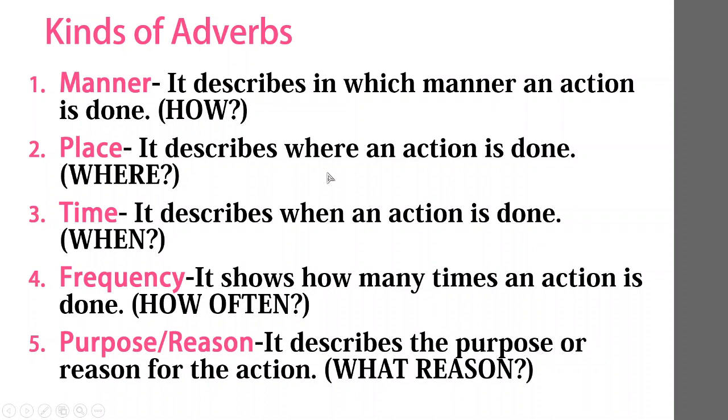We also have place. It describes where an action is done. So we have where. For number 3, we have time. It describes when an action is done. That's the question, when. Frequency is how often. It shows how many times an action is done. And finally, number 5, purpose or reason. It describes the purpose or reason for the action. So the question is what reason.